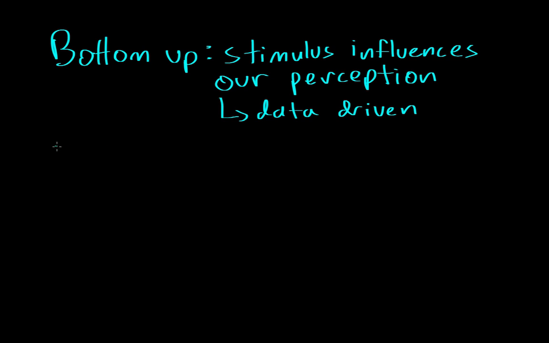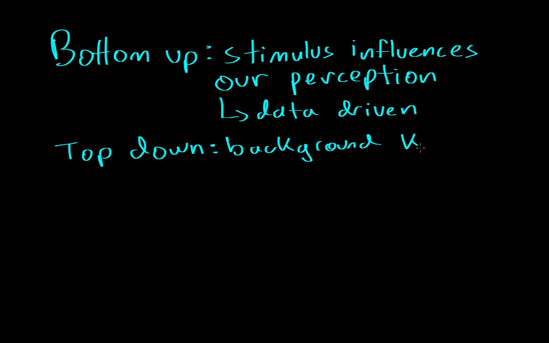So in contrast, top-down processing basically uses your background knowledge. So it uses your background knowledge to influence perception.